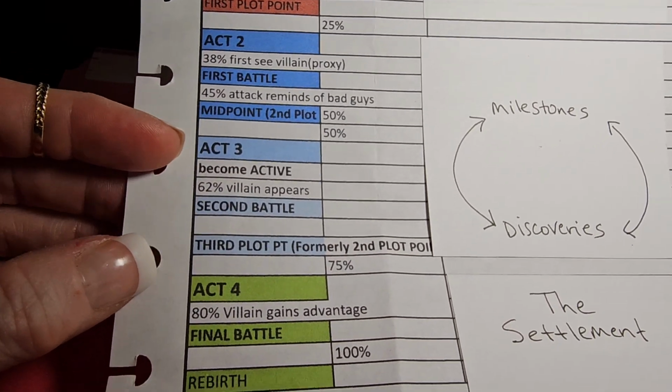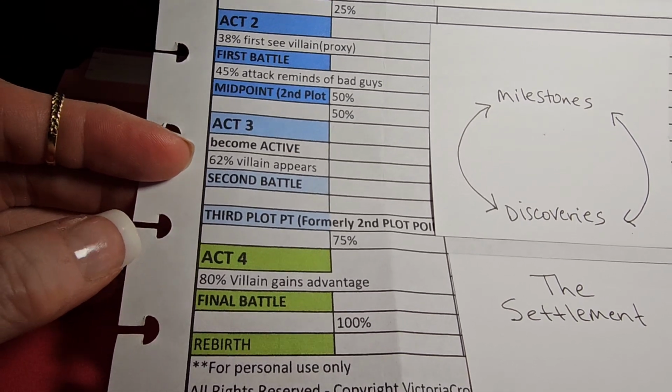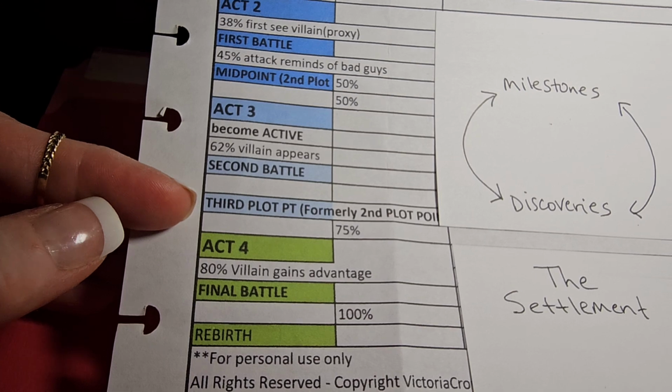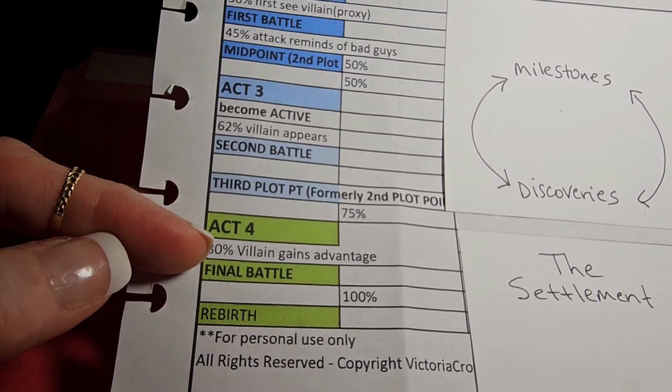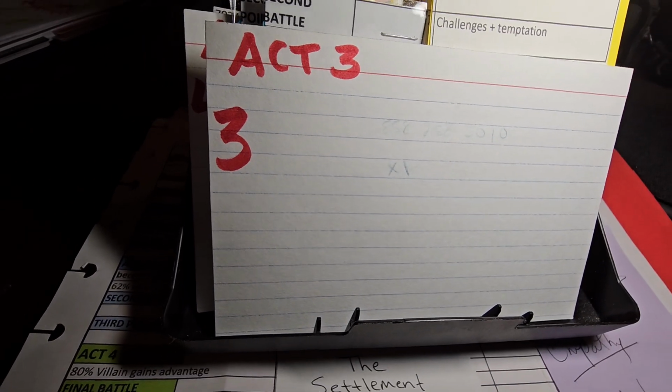In Act 3 on the short list, we've got the main character, the protagonist, becomes active. They fight the second battle, and this launches them into the third plot point, which takes them into Act 4, which is the final climax. So let's look at the cards.